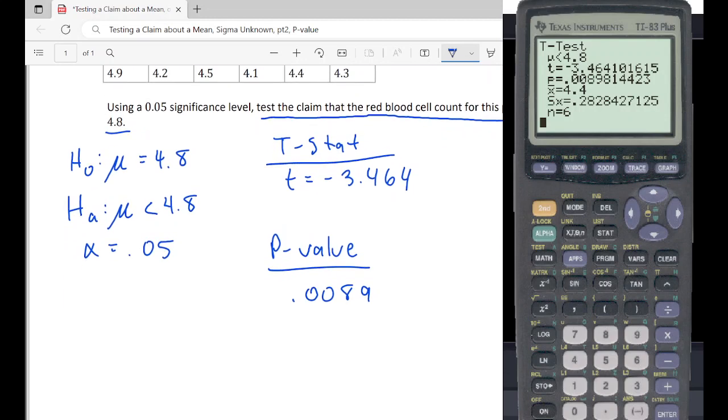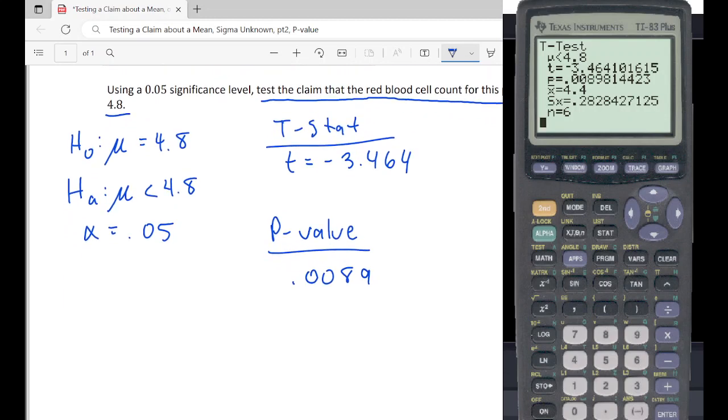So since we're using the p-value method, we're going to look at our p-value compared to our alpha value, 0.05. So 0.0089 is less than 0.05. So since it's less than, we say that we will reject the null. Because the p-value is less than the alpha value, we reject the null.